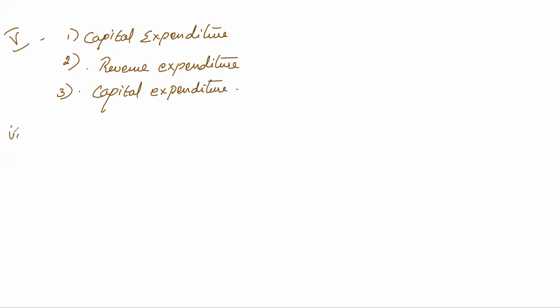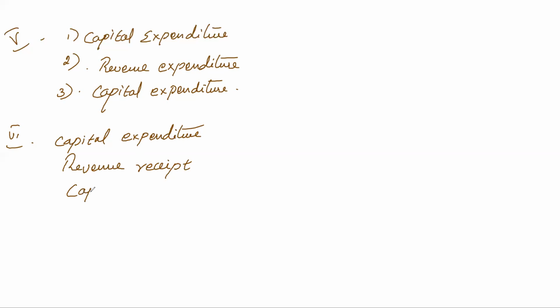That's all. Then sixth sum. 10,000 spent as travelling expenses of the directors on trips abroad for the purchase of fixed asset. So it's a capital expenditure. So you know how it became capital expenditure, right? Then amount received from trade receivables during the year. So receivable, what will it be? Revenue receipt. Then amount spent on demolition of building to construct a large building on the same site. So this is capital expenditure.